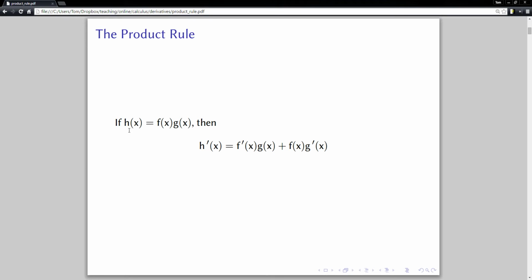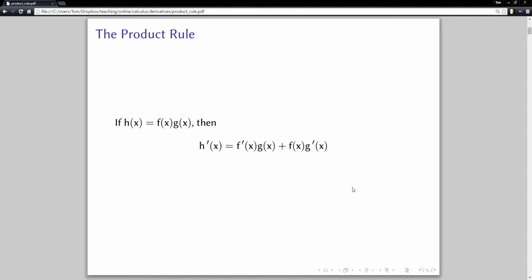If a function h of x is built by multiplying two functions f and g together, then when you take the derivative of h, what you should do is take the derivative of f and multiply by g. That is, don't take the derivative of g, just multiply by g, then put a plus. So add f. You would just rewrite the function f here and then multiply by the derivative of g.